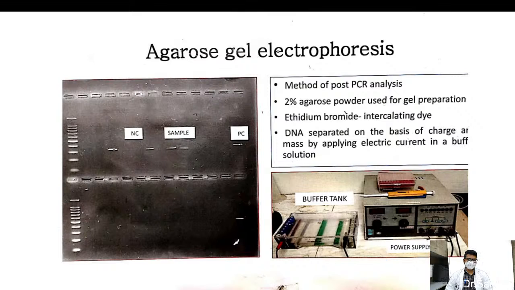So DNA is separated on the basis of charge and mass by applying electric current in the buffer solution. In this buffer solution, we apply current here. This is the positive pole. This is the negative pole, where we apply this current, and by applying this current, depending upon the charge and mass ratio, the amplicon, the amplified DNA, will be moving along each comb. And after that, we will have a ladder over here.